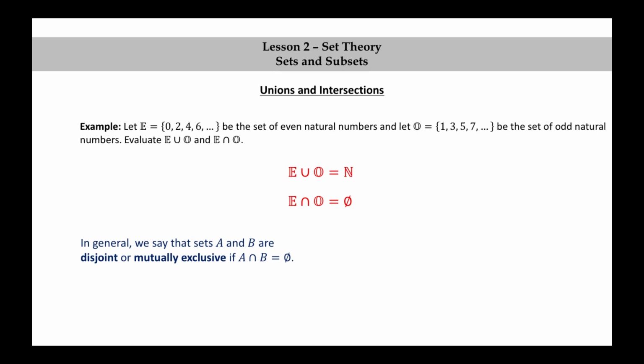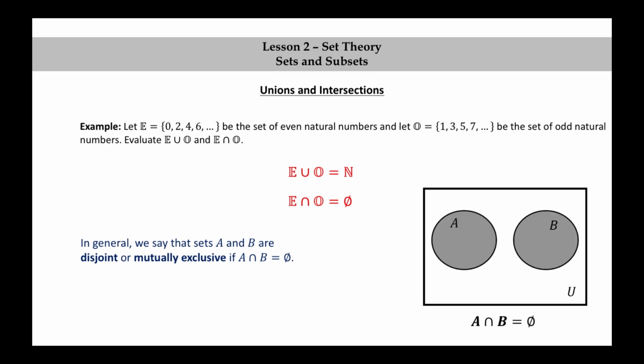In general, we say that sets A and B are disjoint or mutually exclusive if the intersection of A and B is empty. That's what happened here. E, the set of even natural numbers, and O, the set of odd natural numbers, have no elements in common. They are disjoint or mutually exclusive sets. Their intersection is empty. Here's a Venn diagram illustrating what it looks like when two sets are disjoint or mutually exclusive.